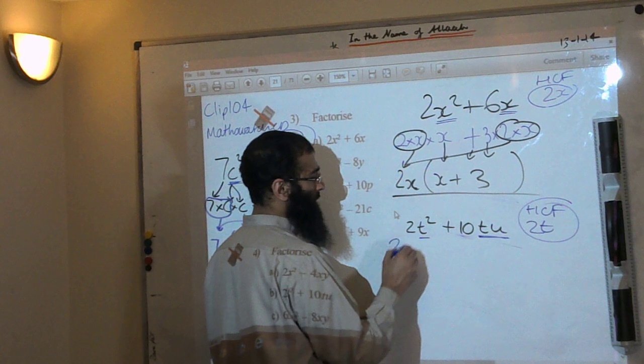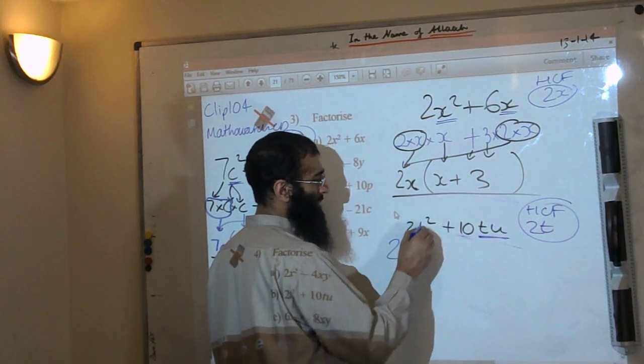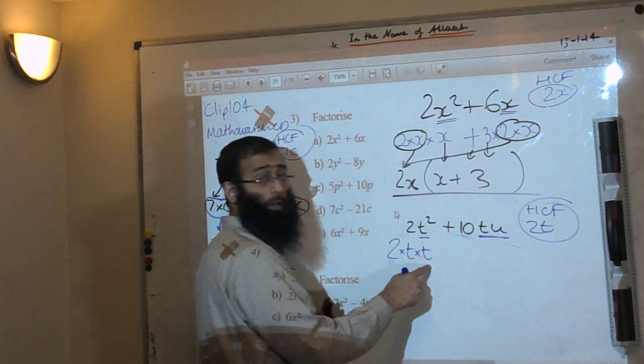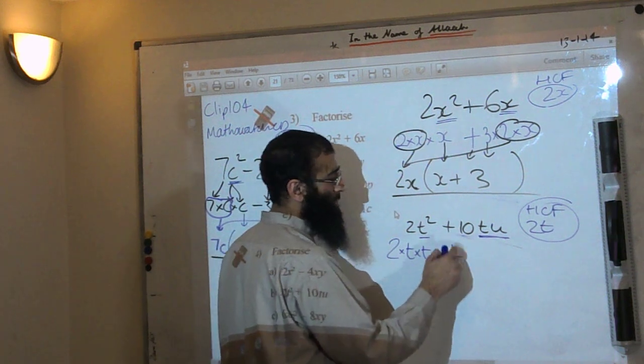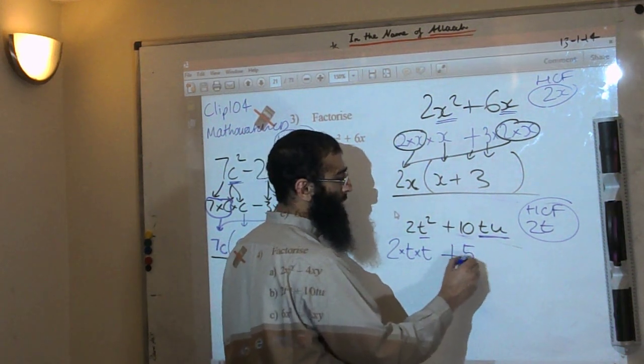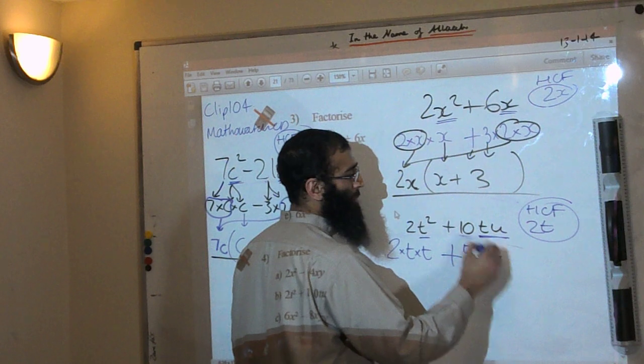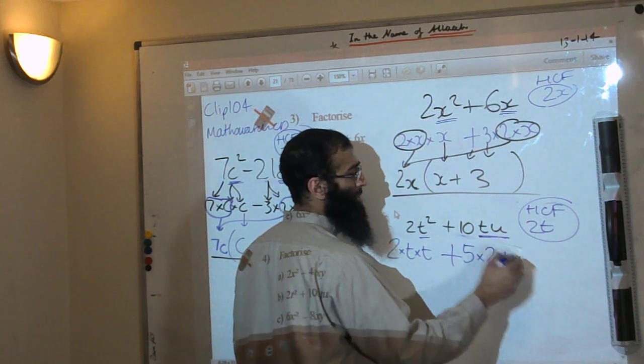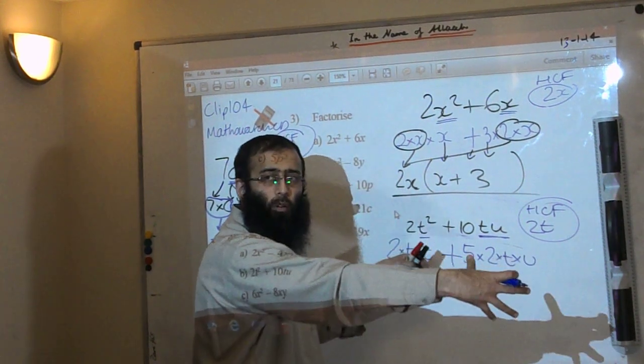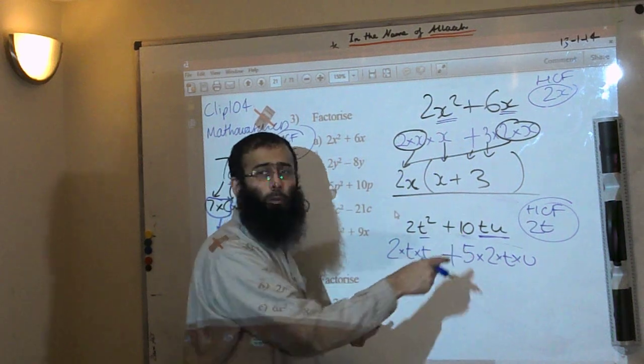So we have here 2 times t times t. Plus 10 is made up of 5 times 2 times the t times the u. So we're just splitting it up, but in the right numbers, because 10 can be split up into 1 times 10.